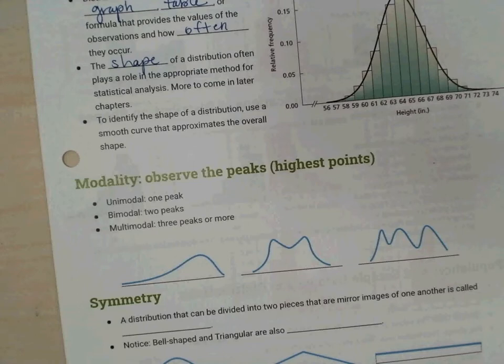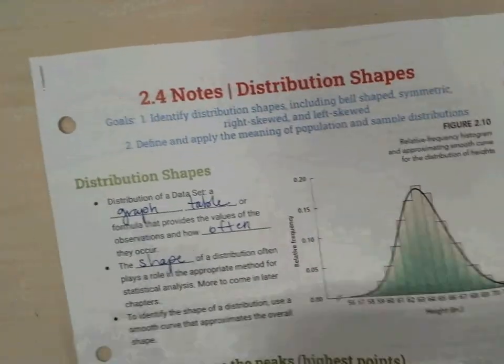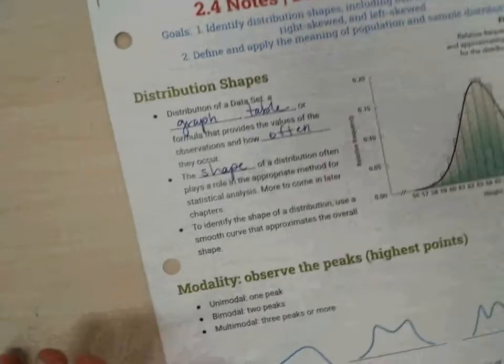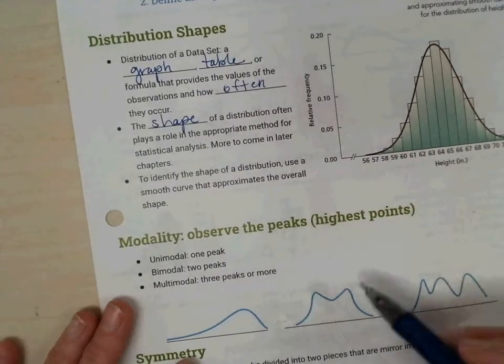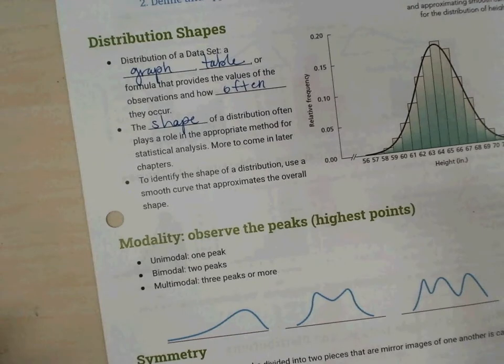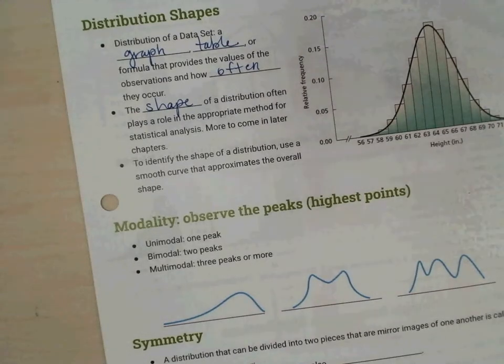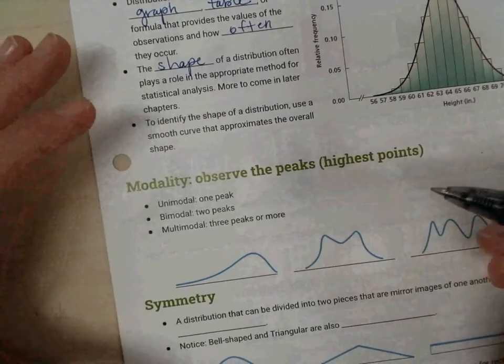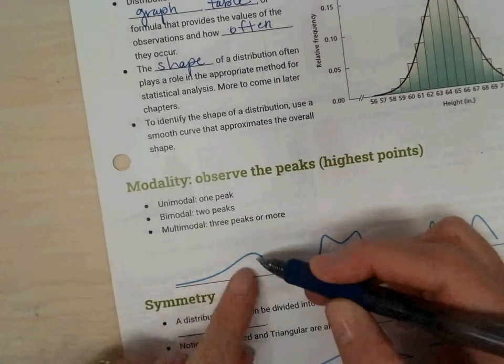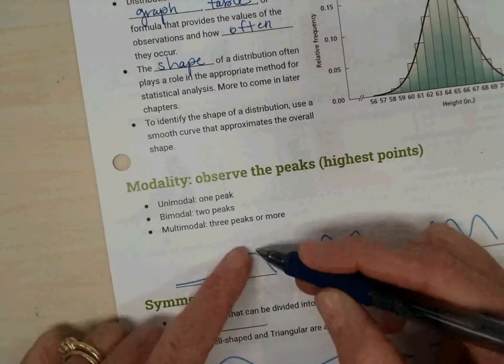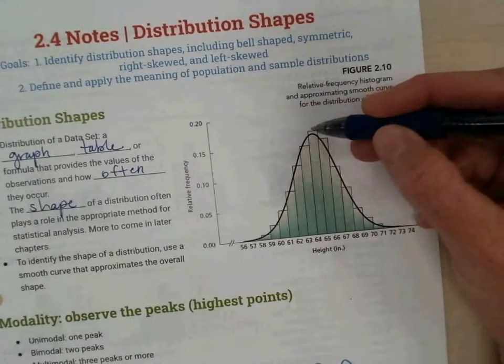So our three broad categories for shape are modality, symmetry, and skewness. Starting with modality. So observe the peaks or the highest points. Think of mode. That should be a word that we recognize. Mode is how often the data occurs, or the number that occurs the most often. So you can see a peak would be, if we put little bars underneath it for a histogram, the highest bar, which relates to the value that occurs the most often.